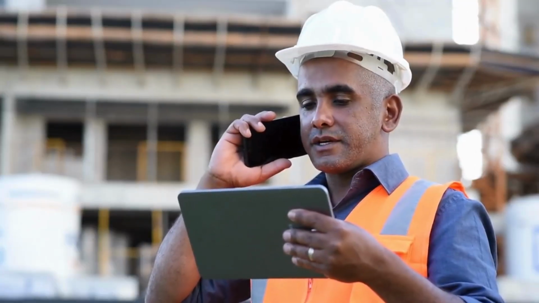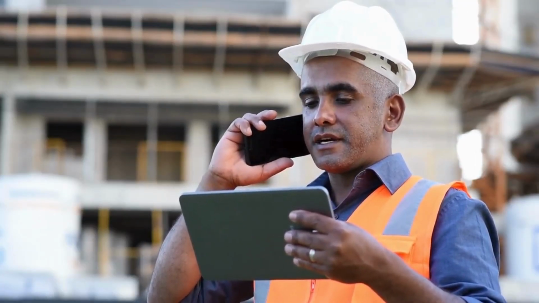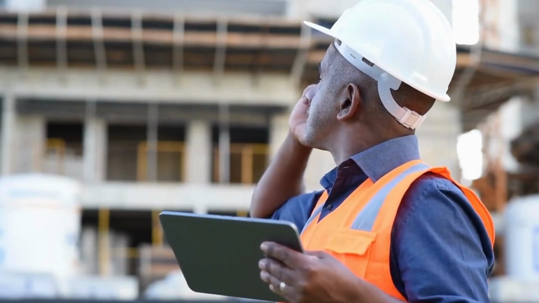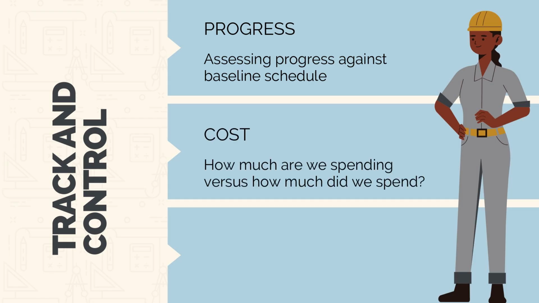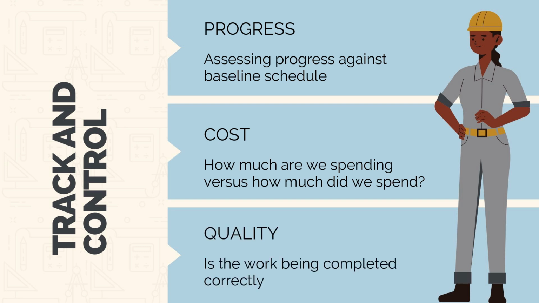As we implement the plan, we also want to monitor and control what's happening. This really comes down to 3 separate things. Monitor progress, so we want to assess progress against the baseline schedule. We want to monitor costs, so we want to compare how much we're spending versus how much we said we were going to spend in our budget. We want to monitor quality, so we want to check that things are being built correctly.